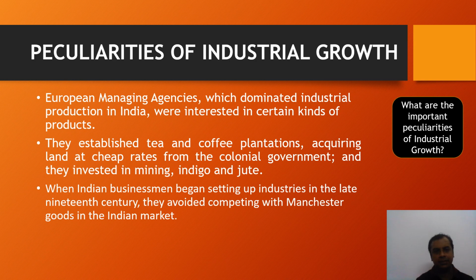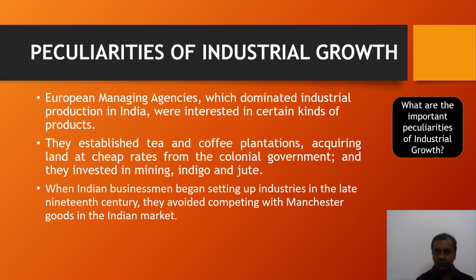They established tea and coffee plantations, acquiring land at cheap rates from the colonial government, and they invested in mining, indigo and jute. When the businessmen of India began setting up industries in the late 19th century, they avoided competing with the Manchester goods in the Indian market.